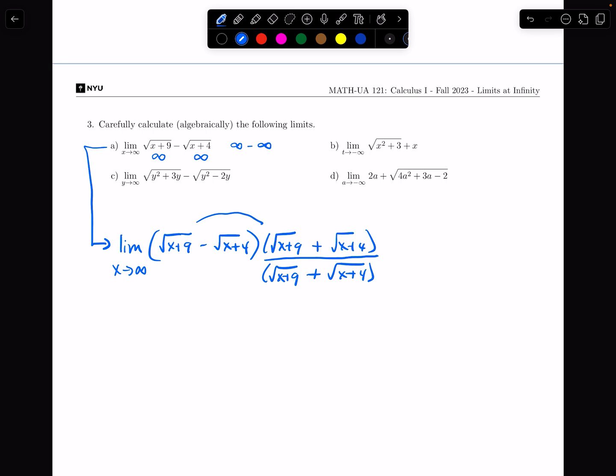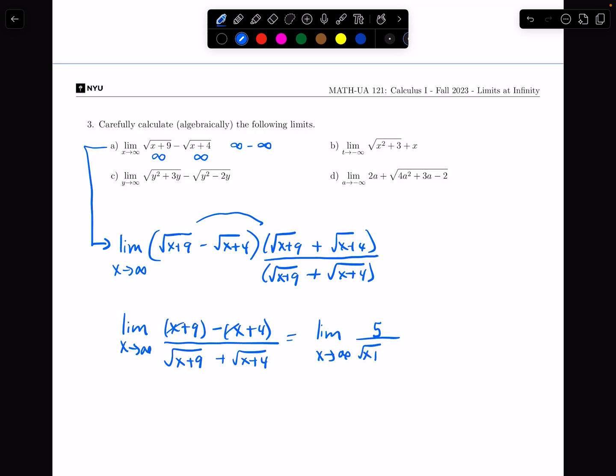So then we're going to apply what we get to with the conjugate, and we end up with x plus 9 minus x plus 4 on top. In the bottom, we're left with the square roots, but we're okay with that. Square root of x plus 4. Here our x's cancel, and we're left with the limit as x goes to infinity of 9 minus 4, so 5 over the square root of x plus 9 plus the square root of x plus 4.